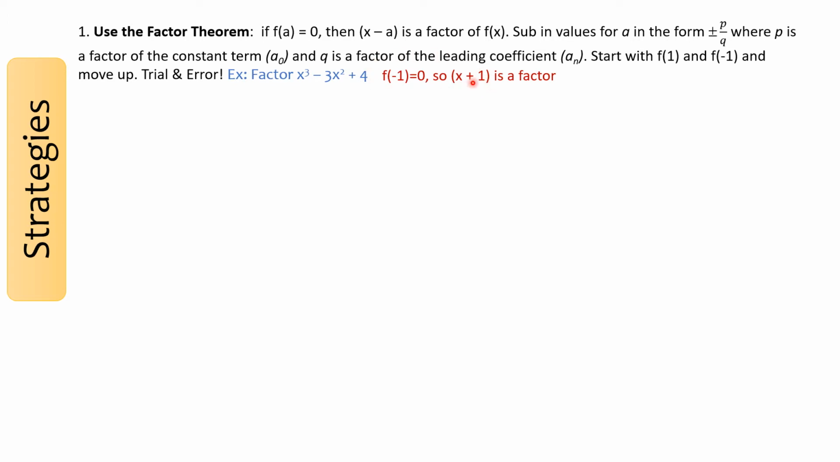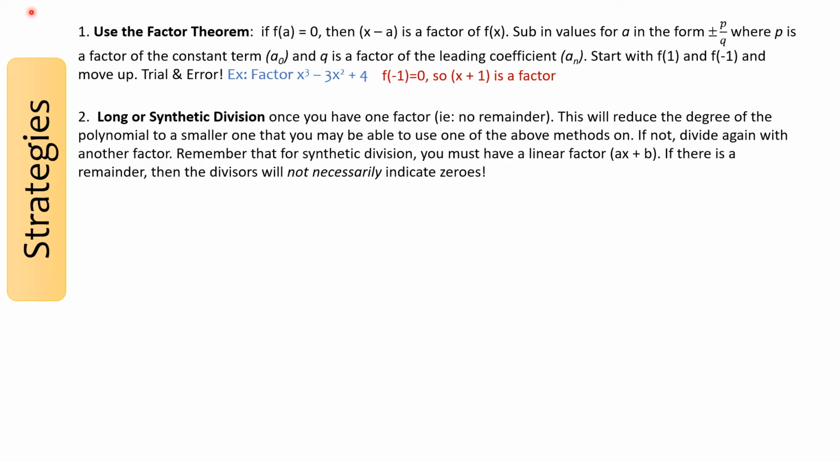So what do you do after you find a factor using the factor theorem? You would use synthetic or long division once you have a factor. What happens there, once we divide these, is we will have a smaller degree to work with for our quotient. You may be able to use one of the other methods on it. If not, you're going to divide again. If it's still like a power of 4 or power of 3, then you might have to use the factor theorem again. I think you have one like that in your homework.